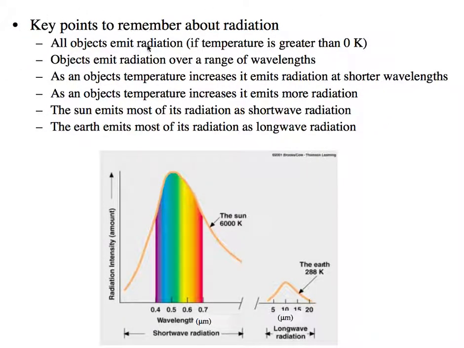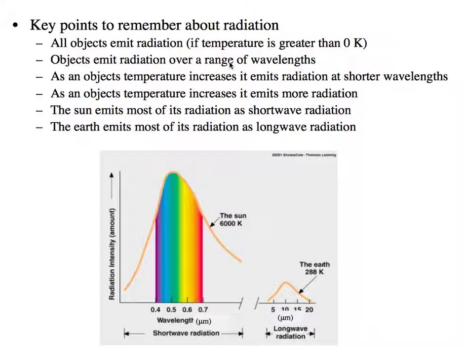All objects emit radiation. So even us sitting here, I'm emitting some wavelength, or you're emitting some wavelength of radiation, specifically visible and infrared. The sun actually emits ultraviolet and some other, and also visible and infrared, but mainly ultraviolet. The Earth, once it heats up, actually emits infrared radiation, and then we do as well.